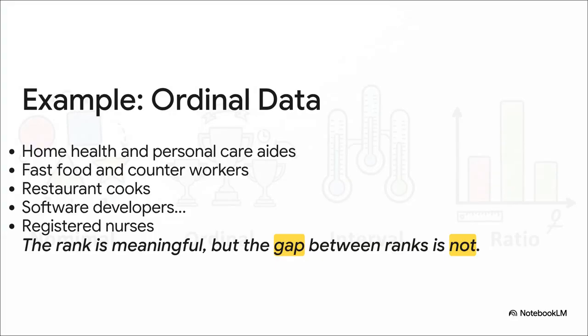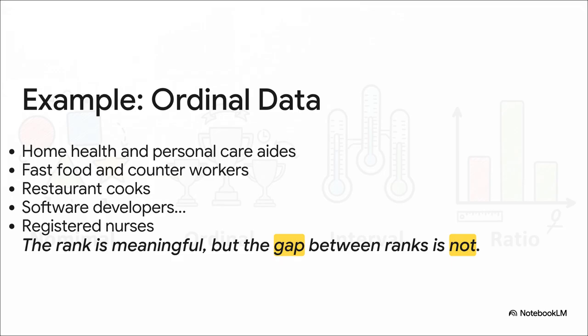Take a look at this list of jobs with the most projected growth. This is classic ordinal data. We know for a fact that the job at number 1 is projected to have more growth than the job at number 2. The rank is meaningful. But here's the catch. Just by looking at this list, we have no idea how much more. Is the gap between number 1 and 2 the same as the gap between 4 and 5?